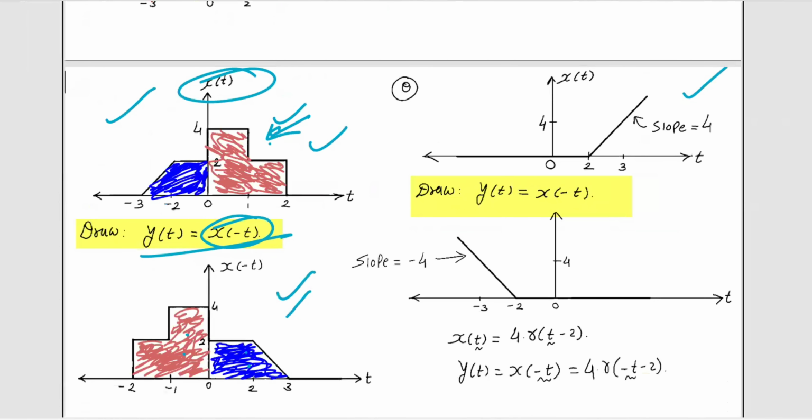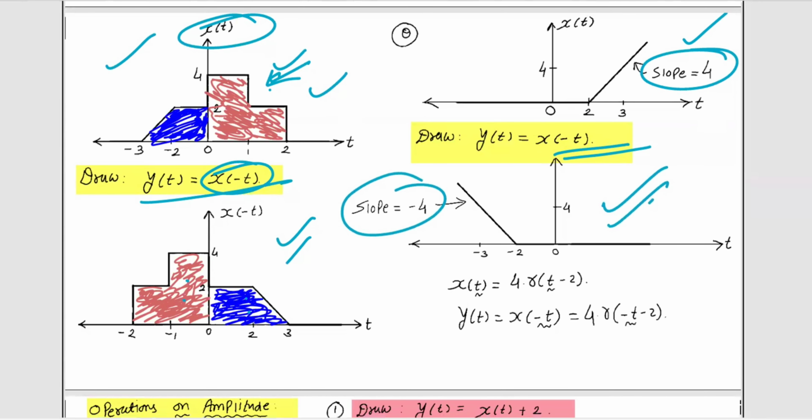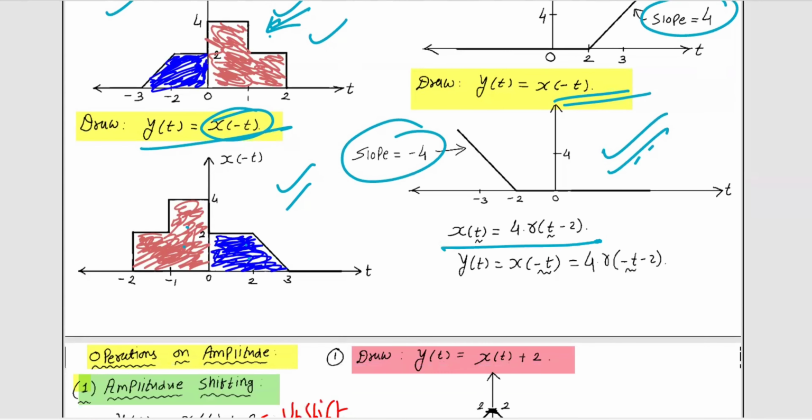Similarly, you can have another example like this. This is your xt, which has a slope of 4. You have to calculate x of minus t. So what we are doing is just folding the signal with respect to the y axis. So the signal would look like this. This is the one thing which you have to understand. So this is xt, which is 4t minus 2. So x of minus t would be 4 times minus t minus 2.